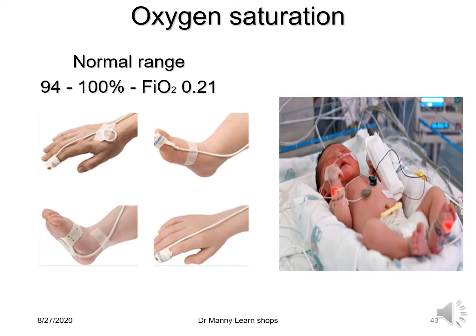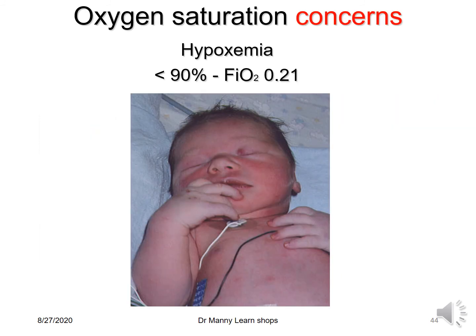When we come to oxygen saturation, we're talking about peripheral SpO2, and typically the normal range breathing room air at sea level is approximately 94 to 100%. Oxygen saturation's concerns are hypoxemia. And hypoxemia typically is classified in the range of less than 90%.